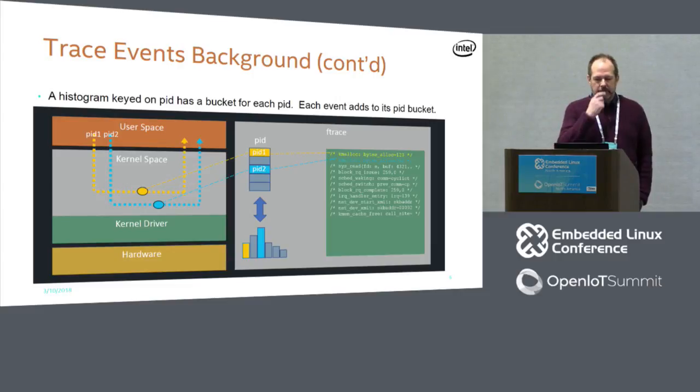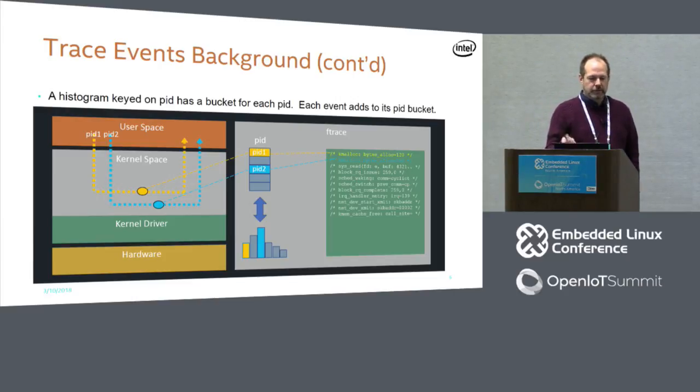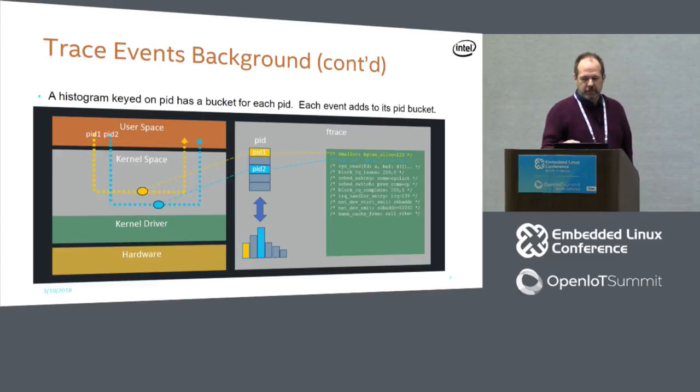So this is just sort of a more graphical way of looking at the same thing, and I'm going to use this kind of diagram throughout the talk, so I'll explain a little bit right now. On the left-hand side is your standard kernel user space layering diagram. User space calls into the kernel, and the kernel calls the driver and talks to the hardware, et cetera.